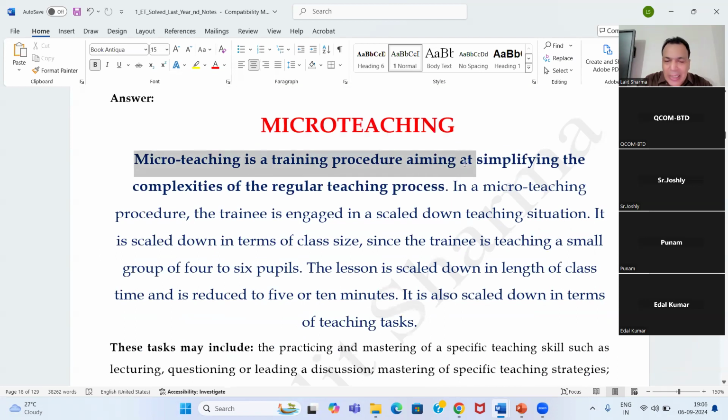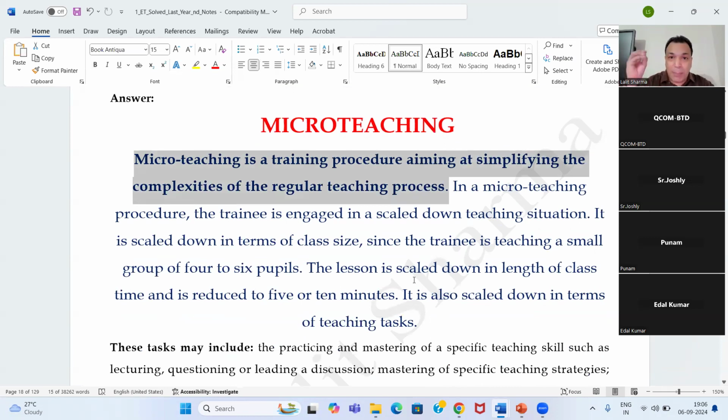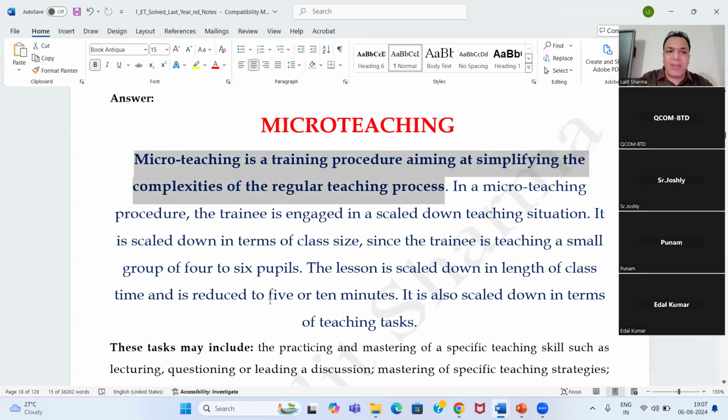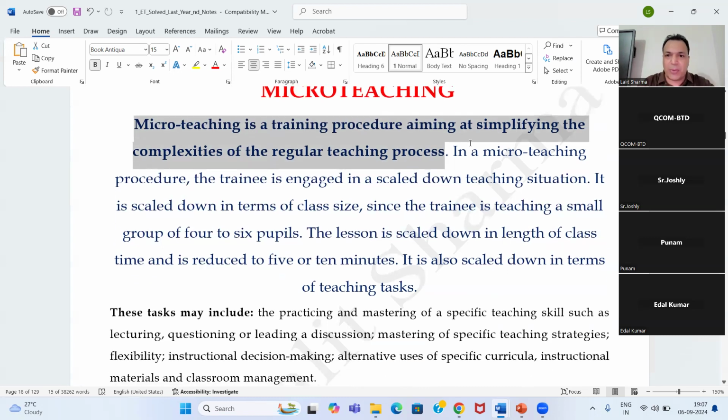Micro teaching is a training procedure aiming at simplifying the complexities of a regular teaching process. Because the B.Ed trainee cannot be directly trained in the whole teaching process, as there are a lot of steps. So he is trained in one particular skill by the teacher. Micro teaching is a training procedure aiming at simplifying the complexities of a regular teaching process.